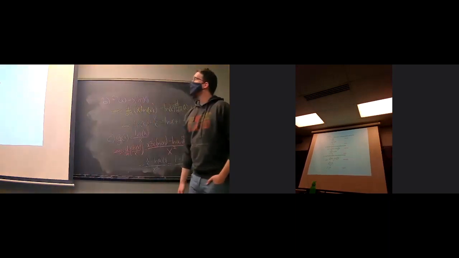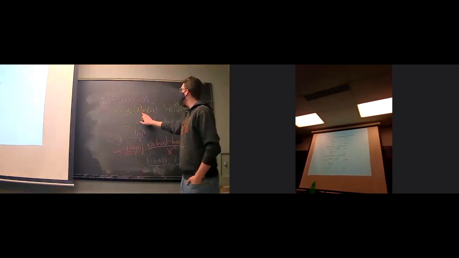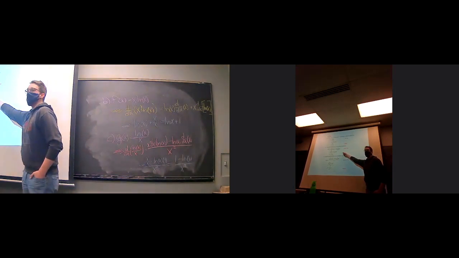Comparing now what I have for B, we have the derivative of x times the ln of x. We're going to need to apply the product rule. So we're going to get the ln of x times the derivative of x plus x times the derivative of the ln of x. It's going to be the second line here. Simplifying, we're going to get 1 plus the ln of x.